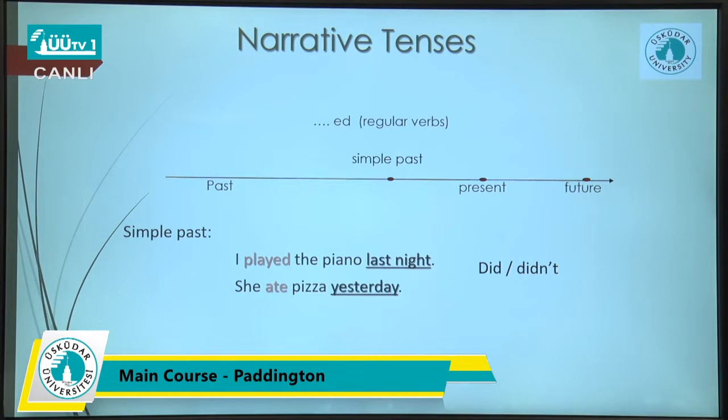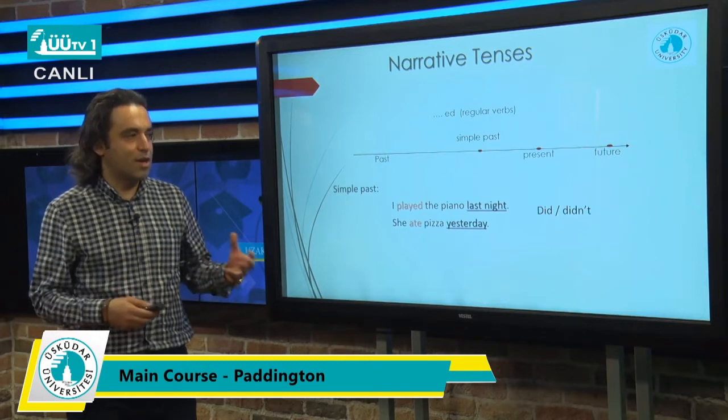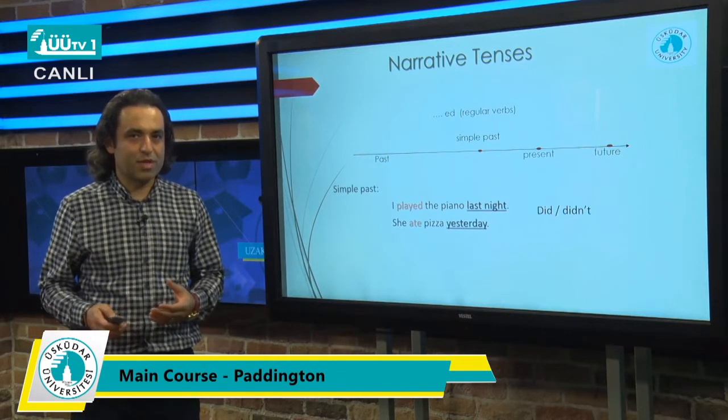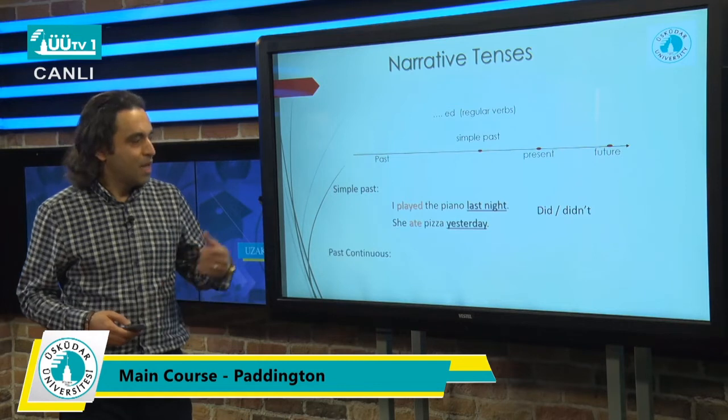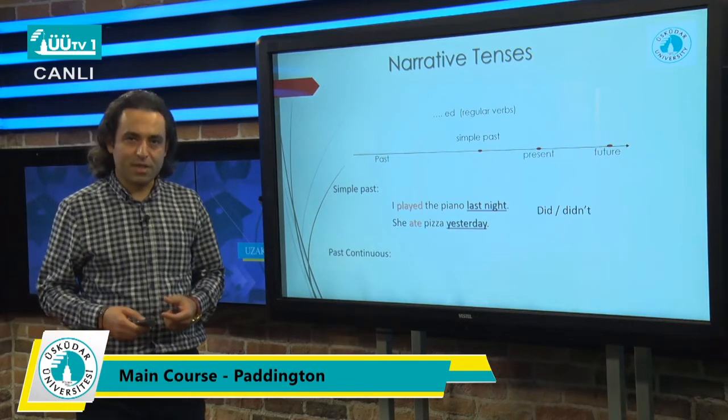If you want to make questions or make them negative, you can easily use did or didn't for all pronouns. Just don't forget that by having did or didn't in a sentence, the ed from regular ones disappears, and even the irregular one changes to the base form and appears in the sentence. I don't want to extend talking about simple past, because I'm pretty sure that you all know about it. Let's jump to another one, which is past continuous.